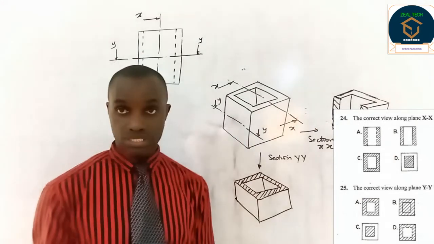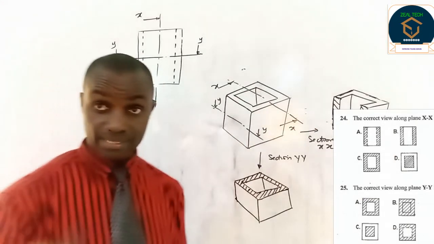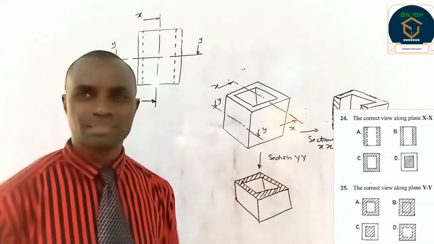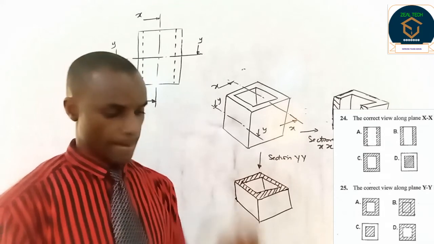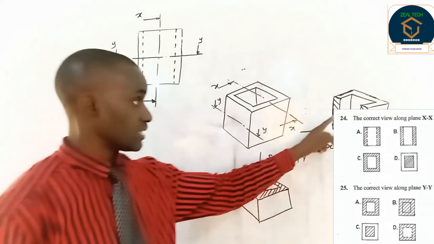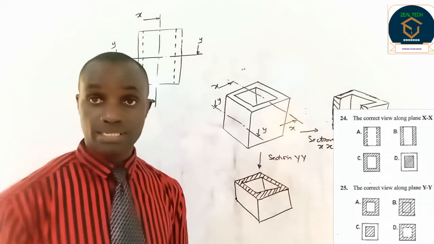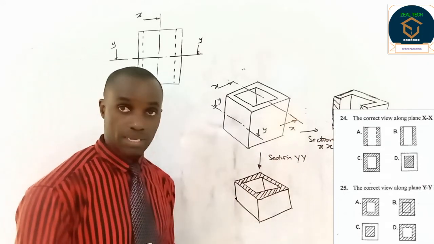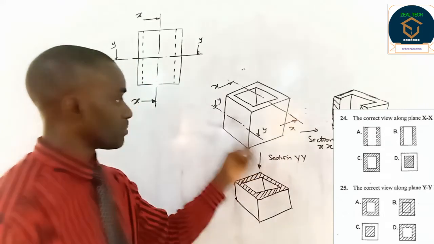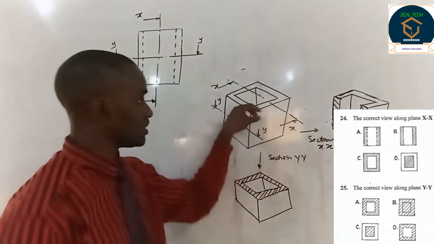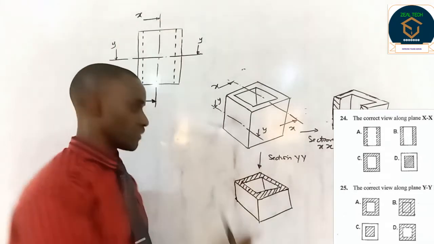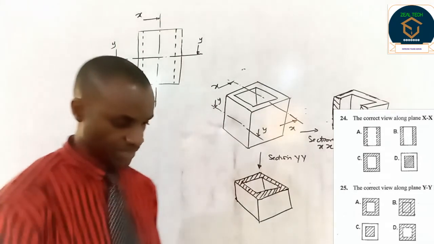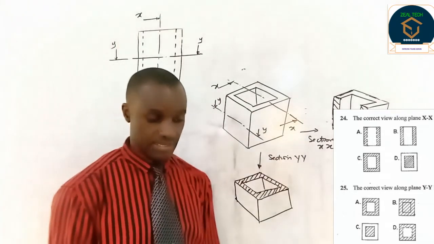So in the views they give you, A is wrong because there's a dashed line showing that that part is not visible, which is not true. B is correct because these are the only two edges you see. Question 25, the correct view along YY is what? YY says chop it off horizontally, cut it along this, throw away the top, and look at it from the top. This is what you will see. You can see that the correct answer in this case is A.